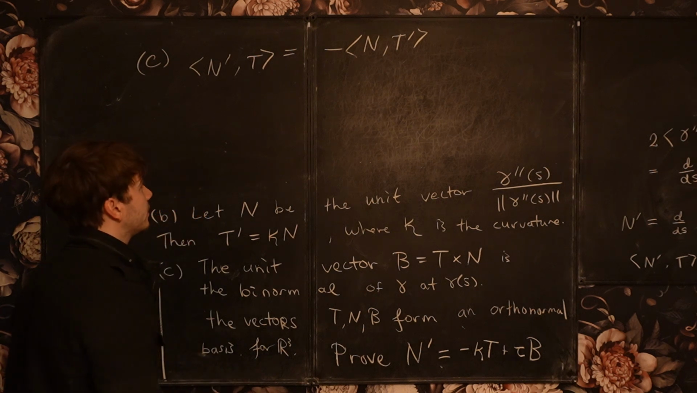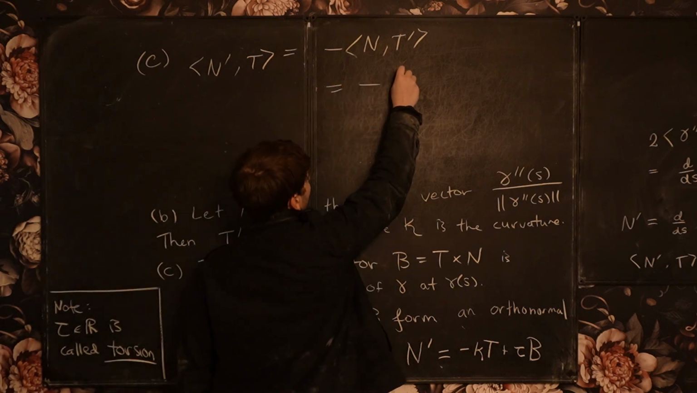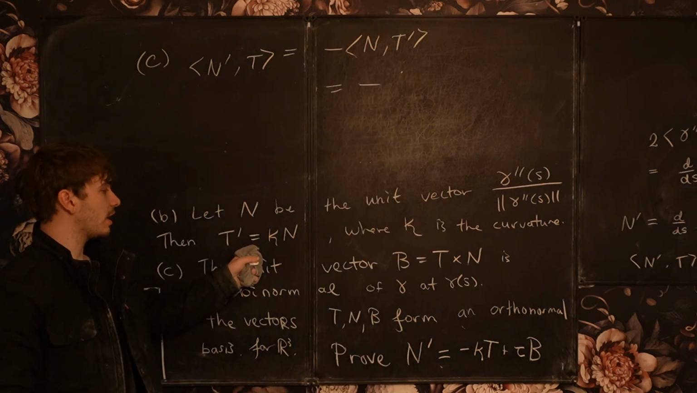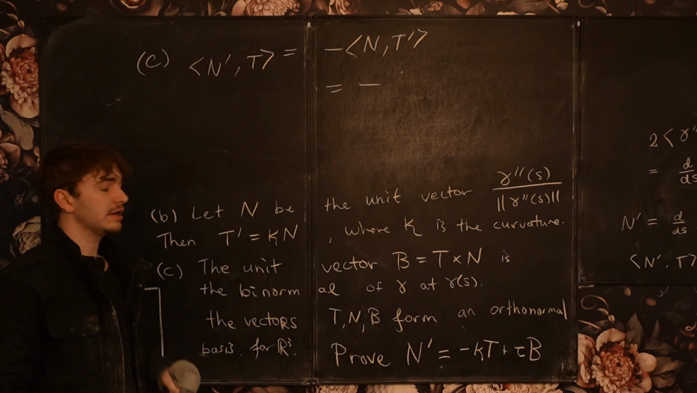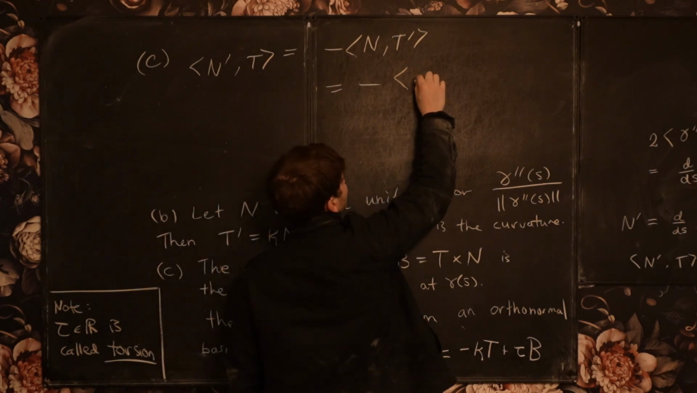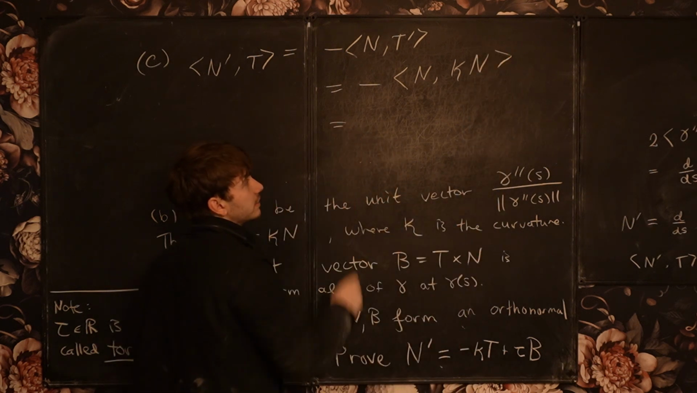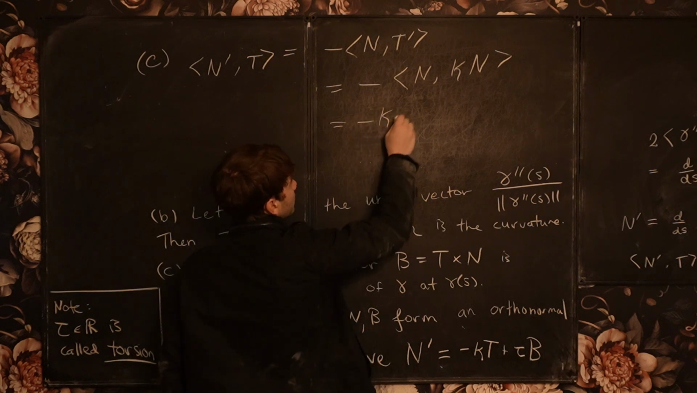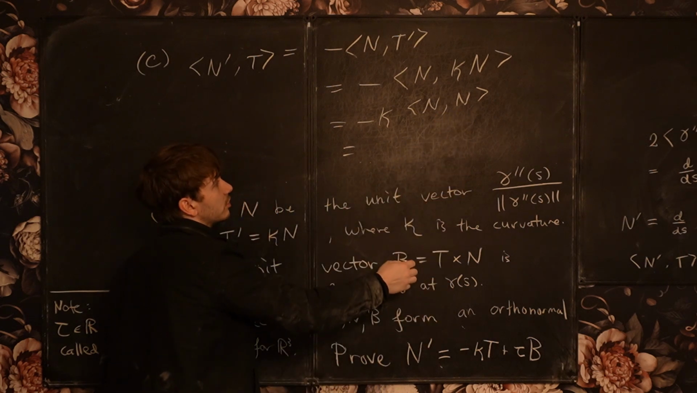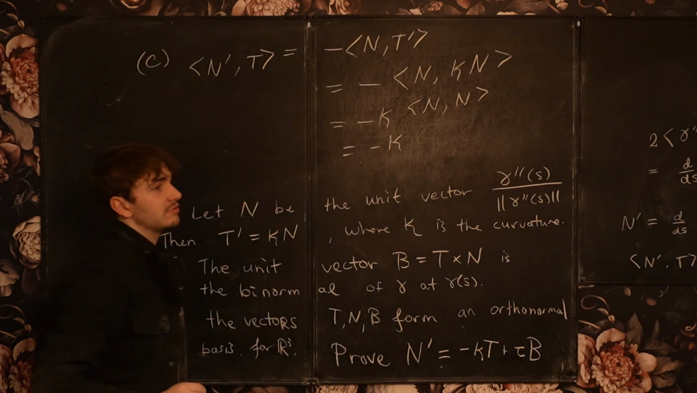He's a troublemaker. So now, if we expand this expression on the right, remember from the previous problem, t prime is defined to be kappa n, okay? So by definition of kappa, this is just the following expression, and then the inner product is bilinear, so I can pull out kappa, and then this is a unit vector. The normal to the curve is a unit vector by definition. So this inner product is 1, and we're left with negative kappa.